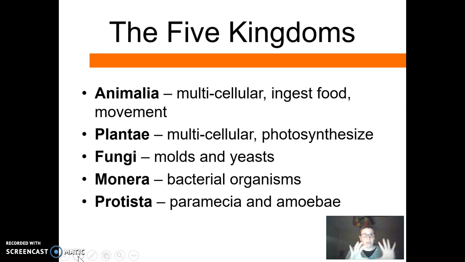And then our next step is we're going to take these 5 categories and break them into smaller groups called phyla. Now, for our class, we are an animal science class, so we're going to be talking about the kingdom Animalia.